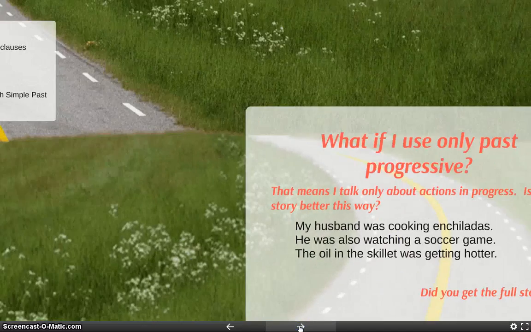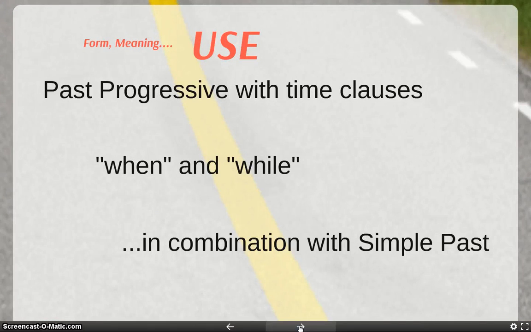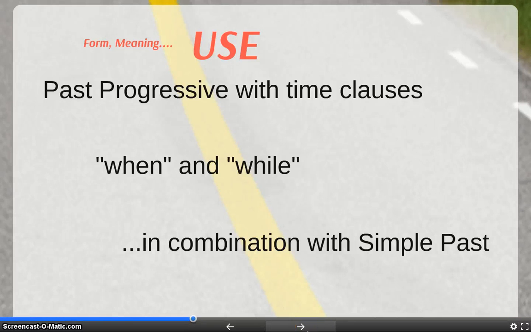Let's try something else. Okay, so remember from the beginning, we've been talking about when we study grammar, we have to know the form, we have to know the meaning, or it's useless, and now we're coming to the third part, use. We have to know how people use the grammar when they communicate, when they speak, and when they write. So with past progressive, it's very common to use them with time clauses.